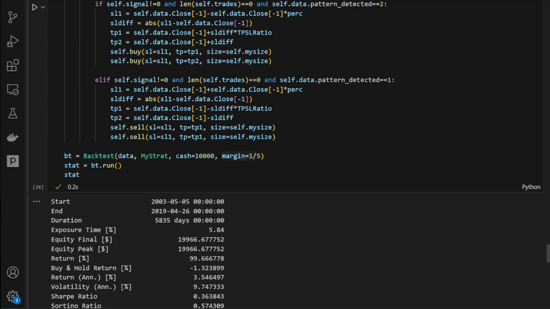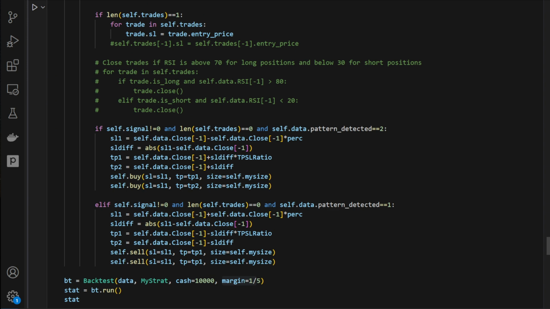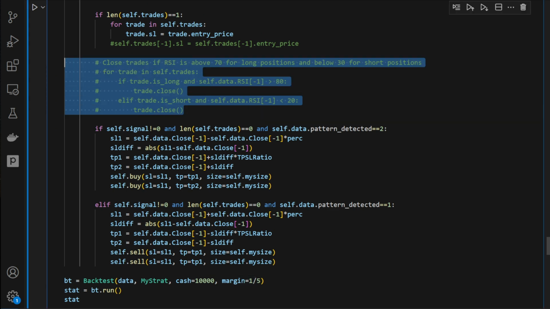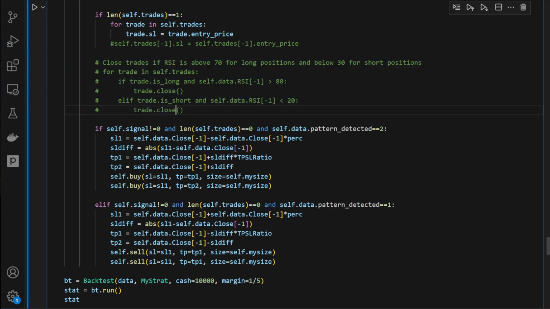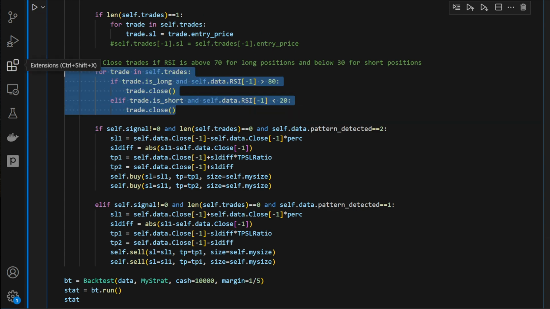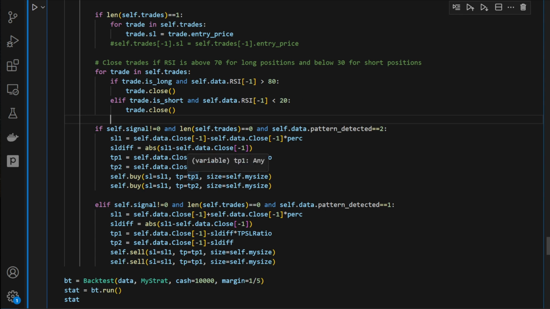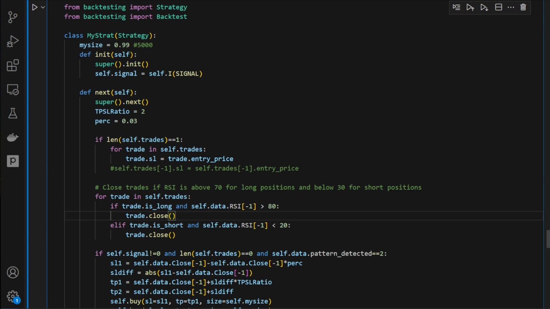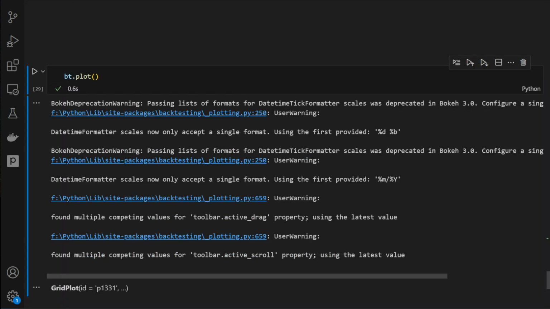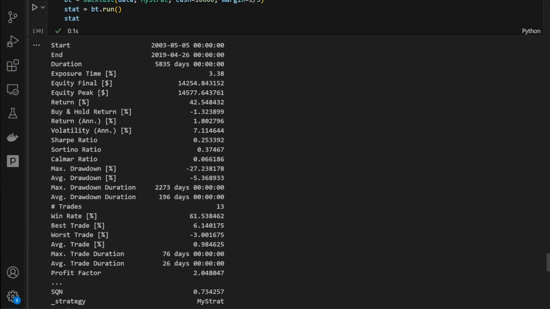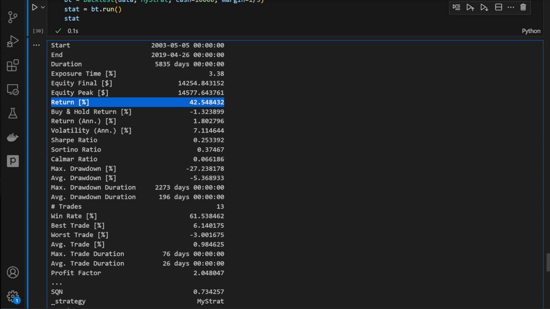If you want to take the code and change some of the parameters, you can also try to include this part, which is the RSI part, in case you want to use both, to combine both trade managements using 2 take profits and using the RSI values as well. So let's check it out. We can run it actually and see how it works. And, well, it doesn't work well. Apparently we have 42% in return instead of the 99%.